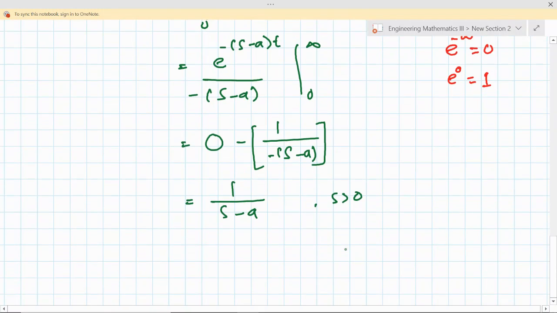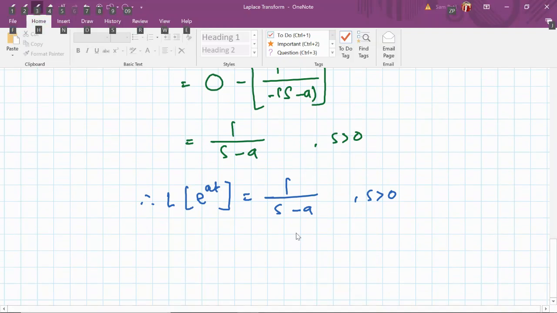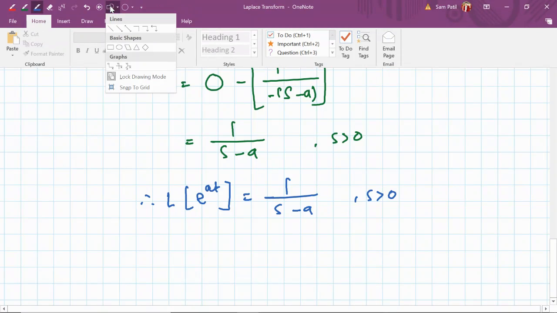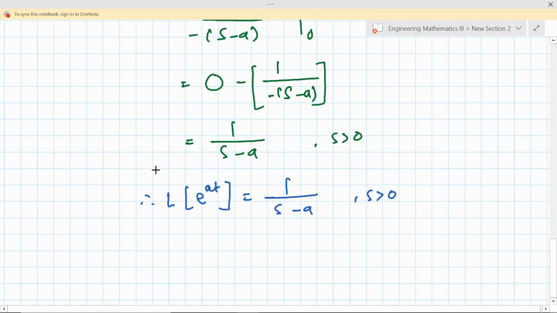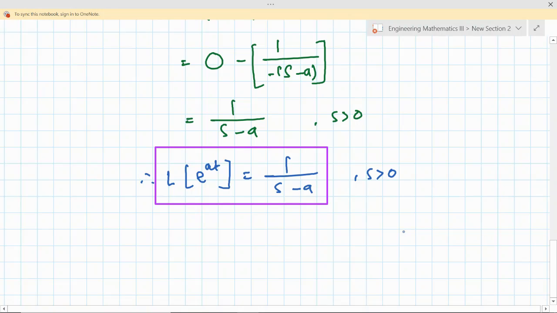This is my second rule. Therefore the Laplace transform of e raised to at is simply 1 upon s minus a, where s is greater than 0. This is my second rule, and it is very important for the online exam, as was the previous one. The question will be there in your online exam related to this. What is the Laplace transform of e raised to at? It is simply 1 upon s minus a, isn't it?